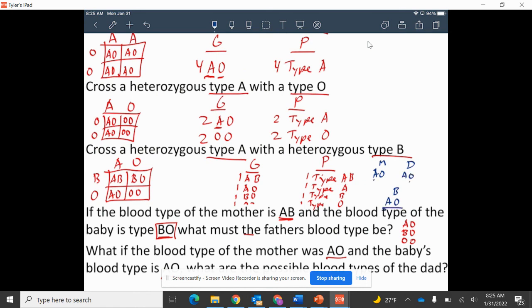Mom passes down the A, dad passes down the O. That works. Dad could be AA. Mom passes down the O, dad passes down an A. That still works. Dad could be a BO, right? Dad passes down the O, mom passes down the A, you get AO. Dad could also be AB. Dad passes down the A, mom passes down the O. That still works. And dad could also be OO. Literally, the only thing dad couldn't be would be BB. This is the only thing he couldn't be.